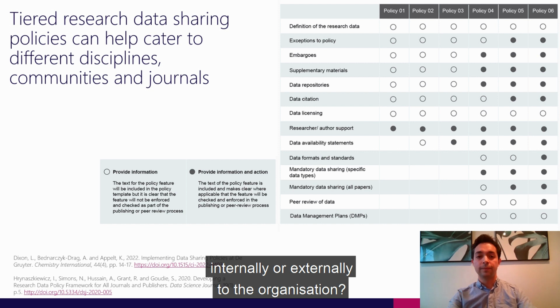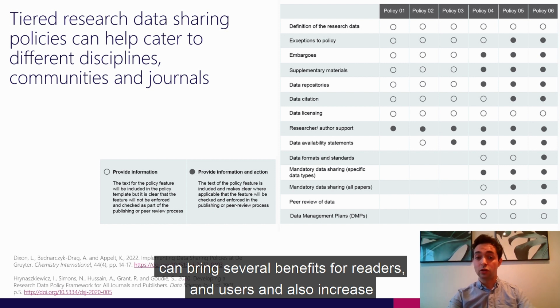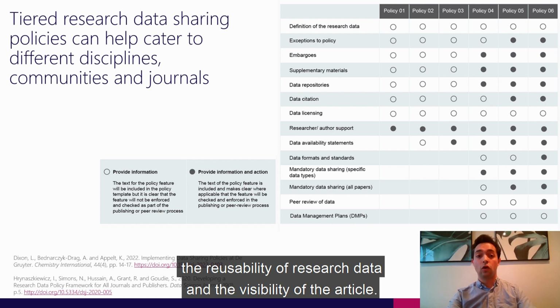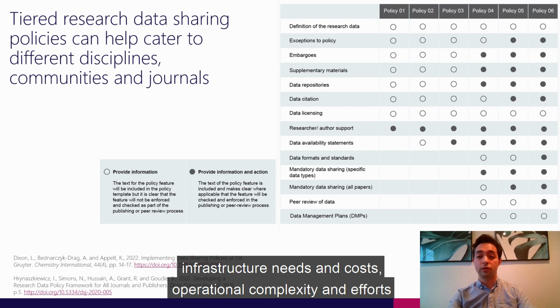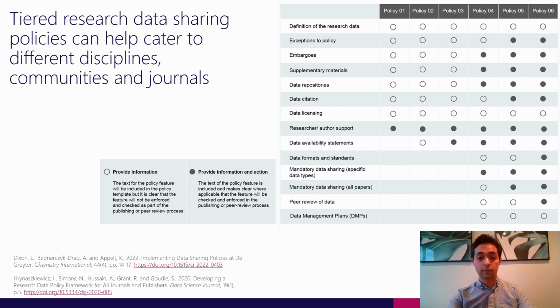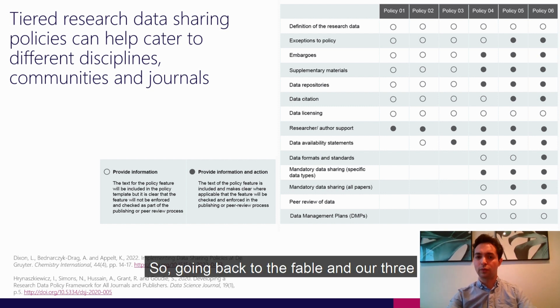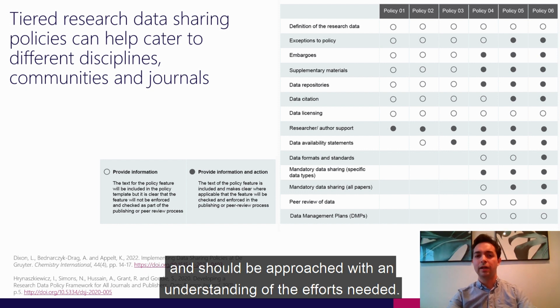The choice of higher tier policies, meaning those with more requirements around data sharing, can bring several benefits for readers and users and also increase the reusability of research data and the visibility of the article. At the same time, the more the requirements, the higher will be the digital infrastructure needs and costs, operational complexity, and efforts required from authors, editors, and reviewers. So, going back to the fable and our 3 houses, we can appreciate how building the brick one is not a walk in the park and should be approached with an understanding of the efforts needed.